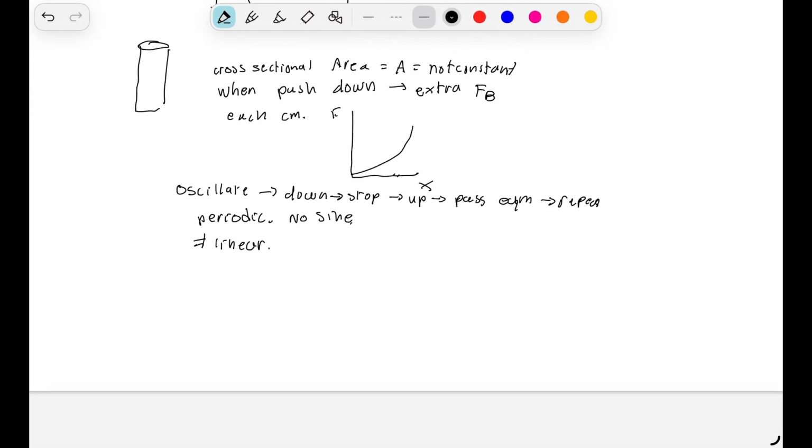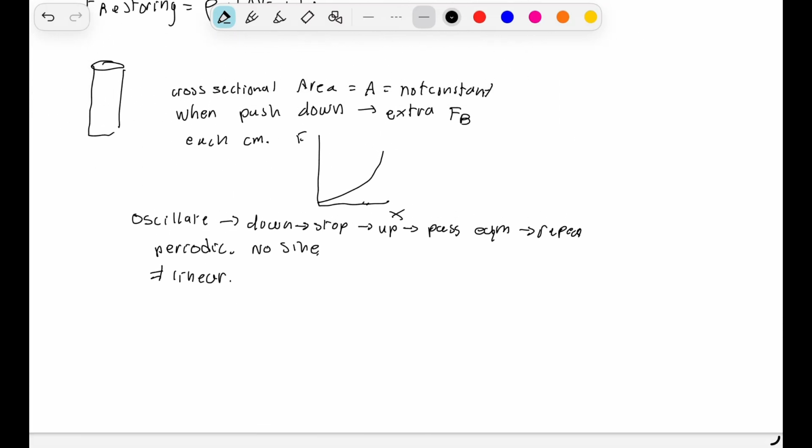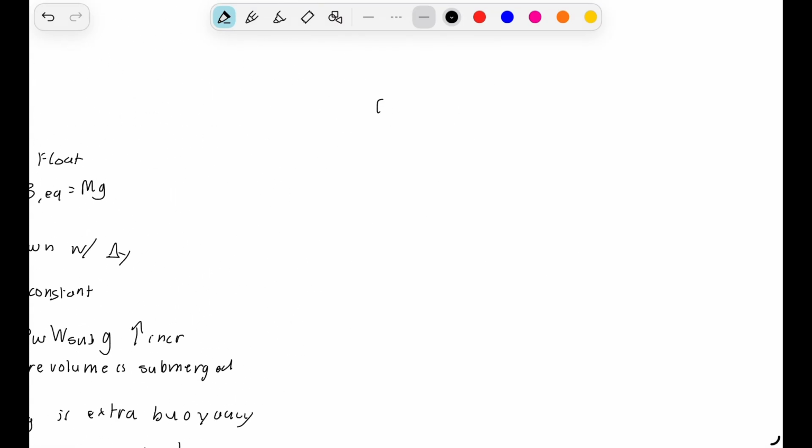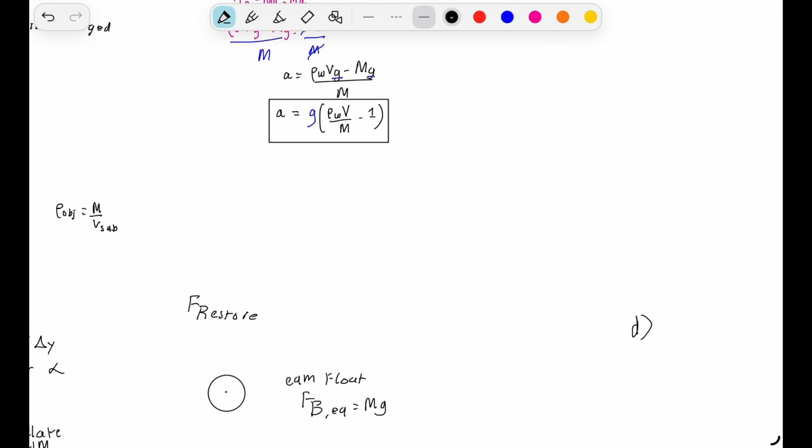So for our floating sphere, it's non-linear. It's repeating back and forth. It's distorted but non-sinusoidal. And we can technically call this anharmonic. So that was a complicated answer, but you probably won't see something like that on AP Physics, but it's nice to have the exposure.